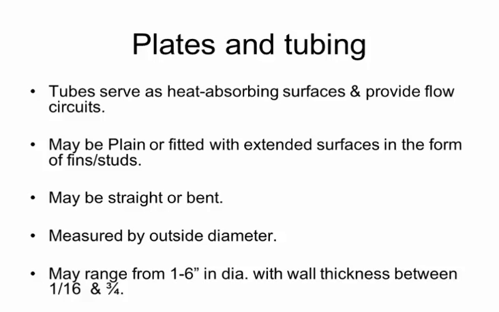Tubes serve as heat absorbing surface and provide flow circuits. They may be plain or fitted with extended surfaces in the form of fins or studs, and may be straight or bent, and we'll take a look at a picture of a vessel as well. They are measured by the outside diameter, and may range from 1 to 6 inches in diameter, with a wall thickness between 1/16 and 3/4 of an inch.